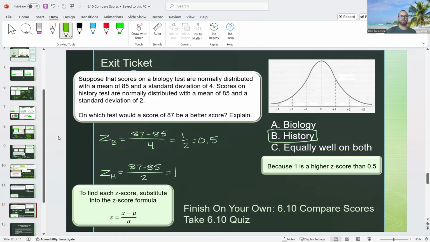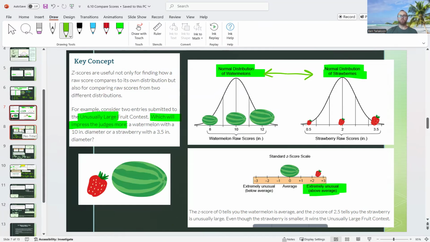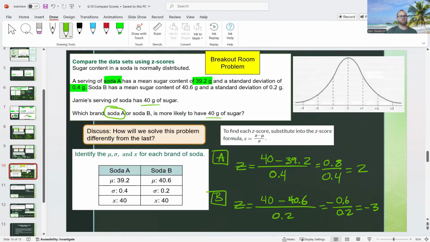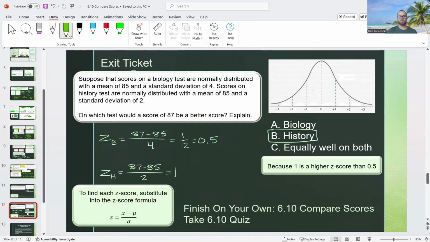So it's important to pay close attention to what they're asking. Here we're looking for which fruit has the highest z-score. Here we're looking for, again, which has the highest z-score. Here was which z-score is closer to the average, the mean, z-score is 0. And here finally, which one would have a better score? So higher z-score once again.